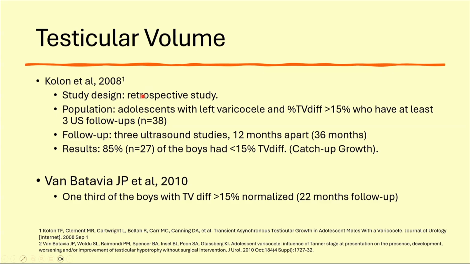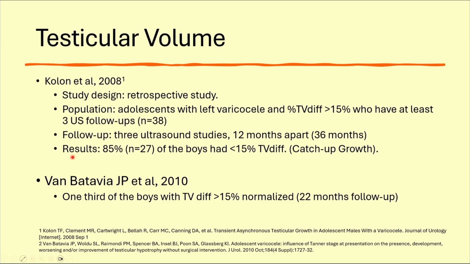So what they did, they actually kept following up patients with this significant testicular difference. What Dr. Cullen did, retrospectively, is he collected all of the patients or adolescents with left varicocele and with testicular volume difference more than 15, he used the 15 cutoff, who had at least 3 ultrasound follow-ups 1 year apart. So he kept following up patients with testicular volume difference of 15% for 3 years with 3 ultrasounds.